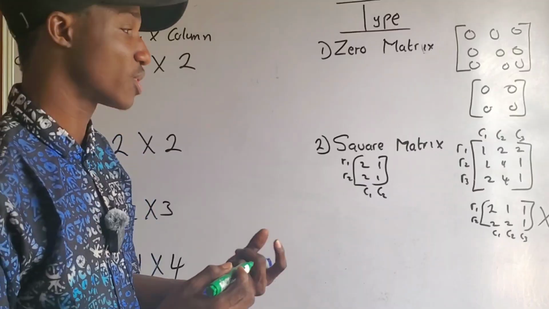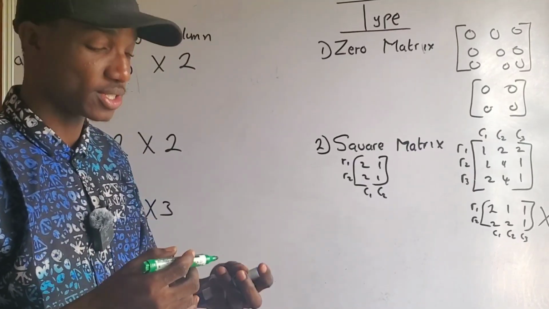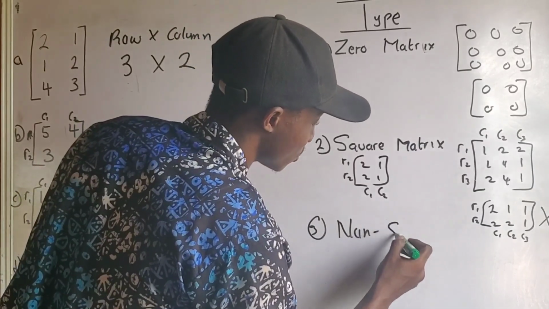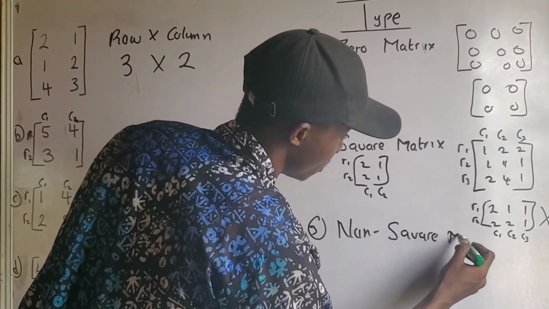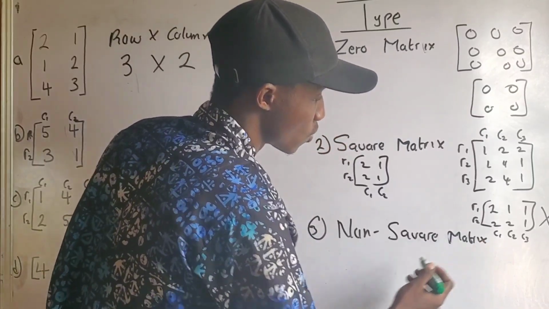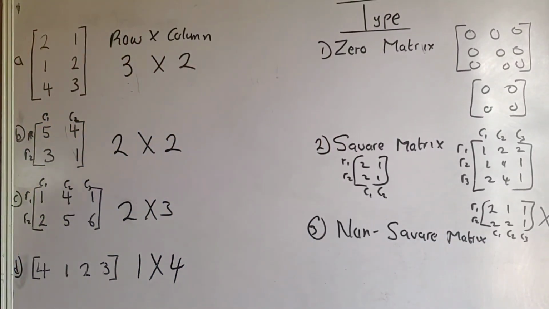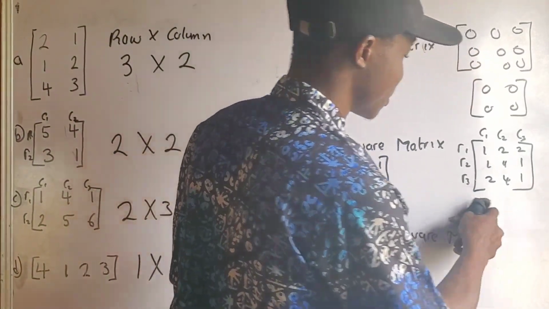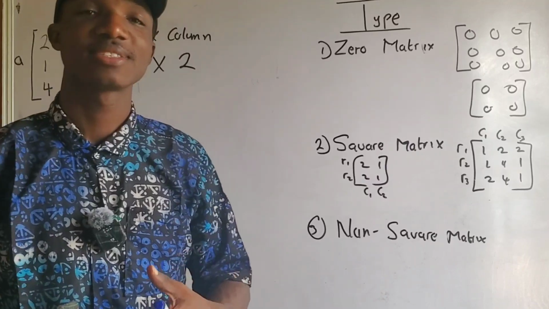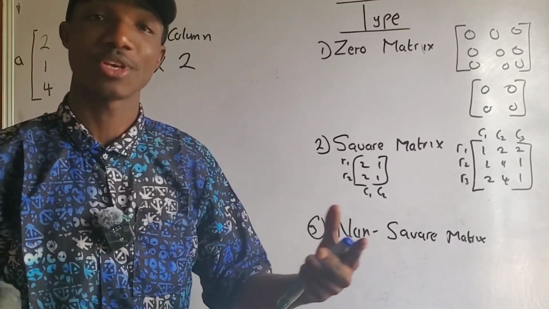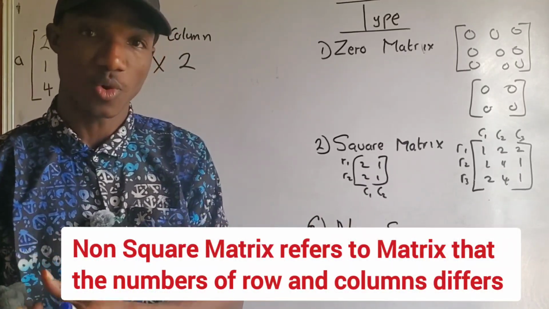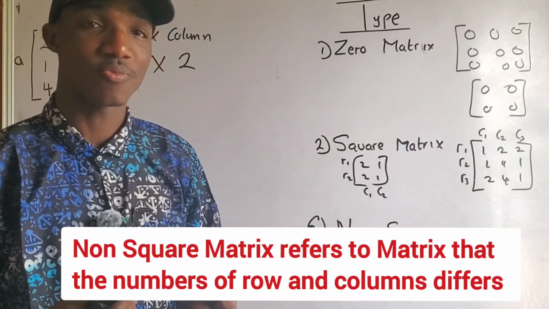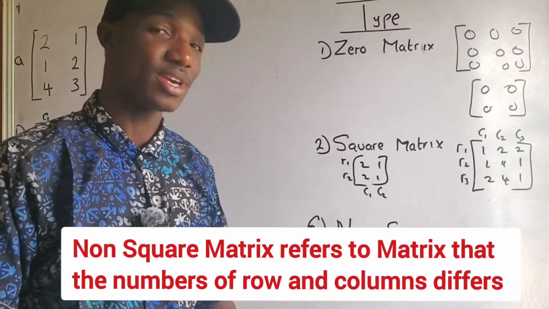Another type of matrix that we're going to talk about is non-square matrix. Number 3. Non-square matrix. Let me erase this. Non-square matrix is a kind of matrix in which the number of rows and columns are not equal. You understand? That is, the number of rows in the matrix and the number of columns are different. They differ. That kind of matrix is called non-square matrix. You understand? Okay. Don't forget.